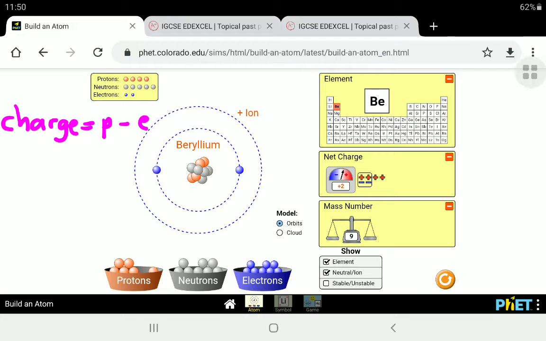Now in this beryllium we have 4 protons and then electrons only 2. These are the electrons. So it makes the charge equal to 2. And then the sign is very important here, because we want to know whether it's positive or negative. So it's positive 2, yeah? You have more positive than negative.